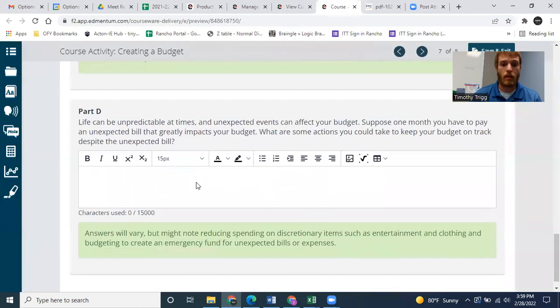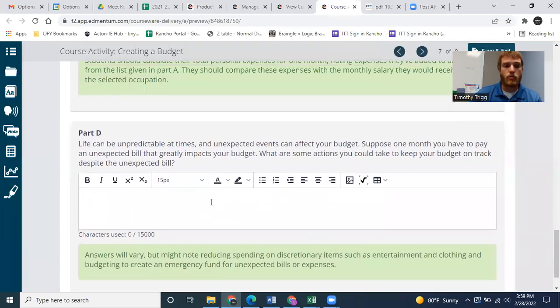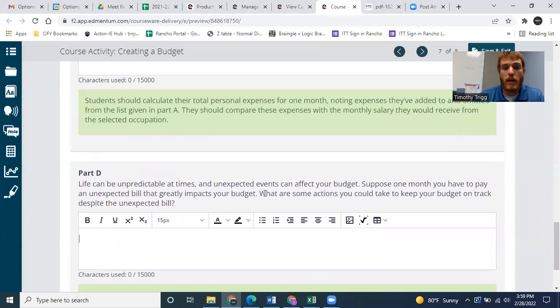Okay. Now let's go and do the last one. Life can be unpredictable at times, and unexpected events can affect your budget. Suppose one month you have to pay an unexpected bill that greatly impacts your budget. What are some actions you could take to keep your budget on track despite unexpected bills?